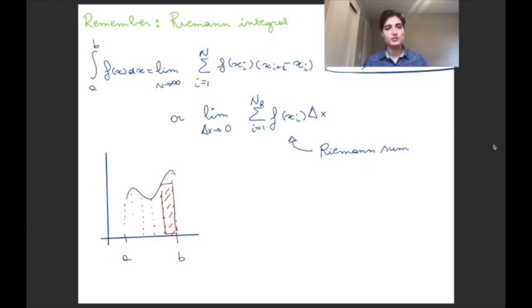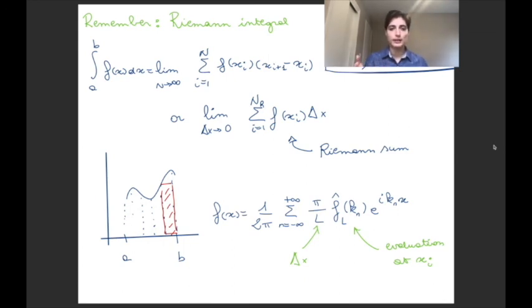So here I wrote it as two different formulas, either a limit for the number of rectangles tending to infinity, or the limit of the width of the rectangle tending to 0. Clearly that is the same thing. But when we are looking at the width of the rectangle tending to 0, we have a formulation that is closer to the one we're seeing in our previous definition. Either of them is called a Riemann sum.